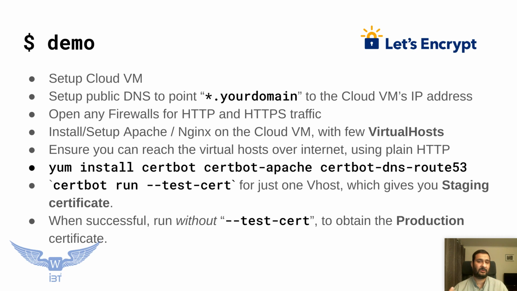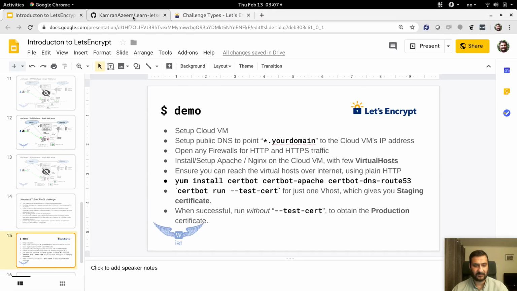Your DNS could be anywhere on any of the supported DNS services. Mine is hosted on Amazon's Route 53. And then you run certbot run --test-cert, so that will give you a staging certificate, and if you run without --test-cert, it will give you a production certificate. But it's not so easy, right? Not just these two commands. These are just two simple points. So let's dive into it.